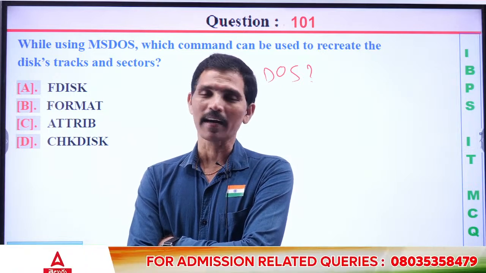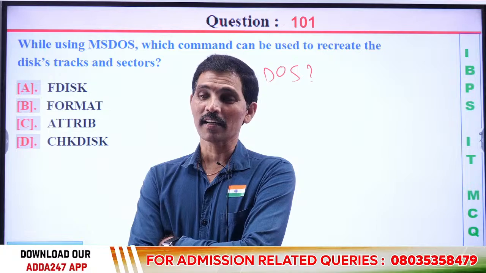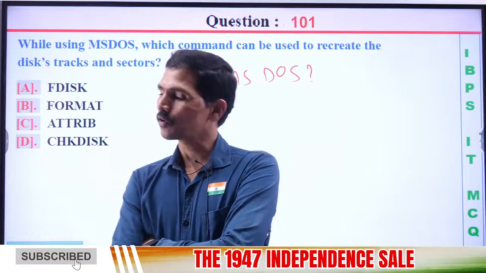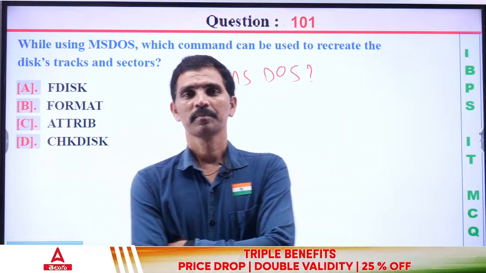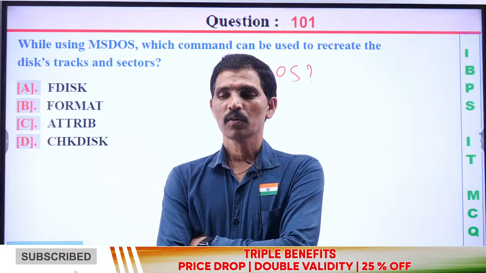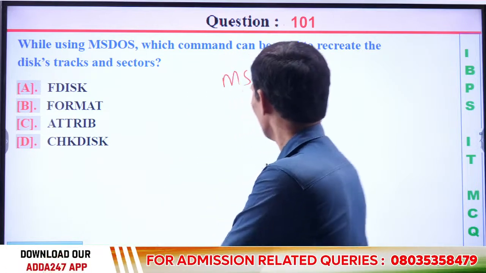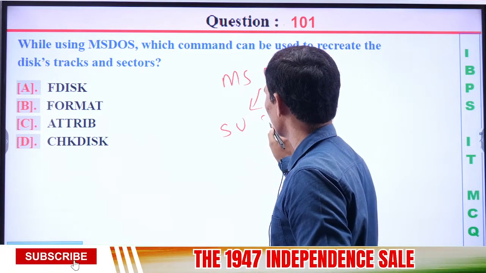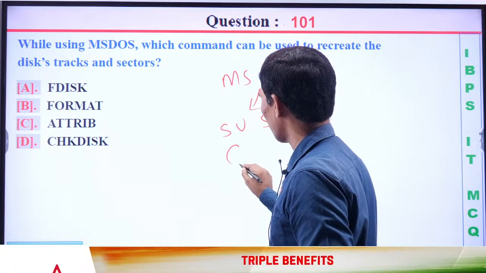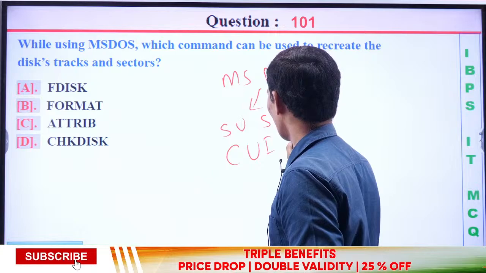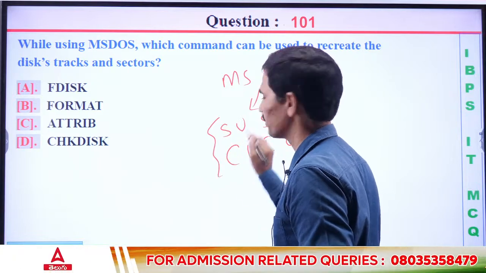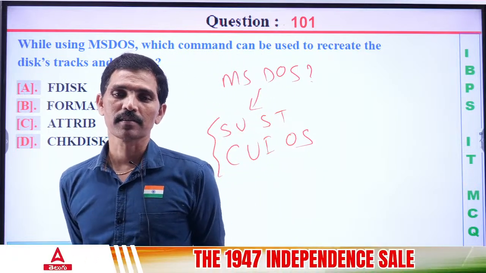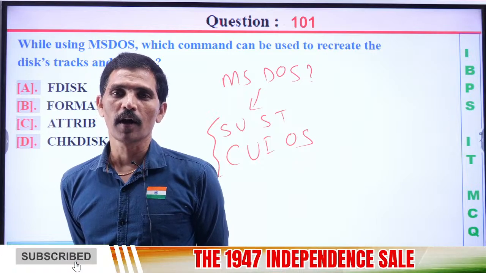Even if you search, you cannot get a good answer unless you give the specific key to search. Suppose you are searching somewhere, you cannot get it. So DOS is, first we can say, a single user, single task, character user interface operating system. Even if you search, you cannot get it anywhere. They will ask, what do you mean by that?